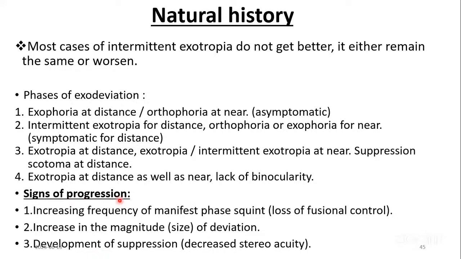Signs of progression: how do you know if the patient is having progression of the exotropia? Increasing frequency of the manifest phase, an increase in the magnitude, the size of the angle of deviation, development of suppression, and decreased stereo acuity.